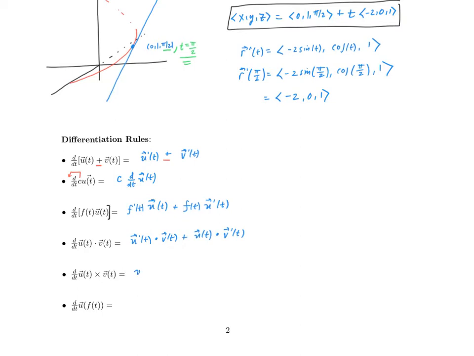Similarly, with the cross product, we would have the derivative of the first crossed with the second, plus the first crossed with the derivative of the second. So we have, I guess, three variations on the product rule, but they're all essentially telling us the exact same thing.